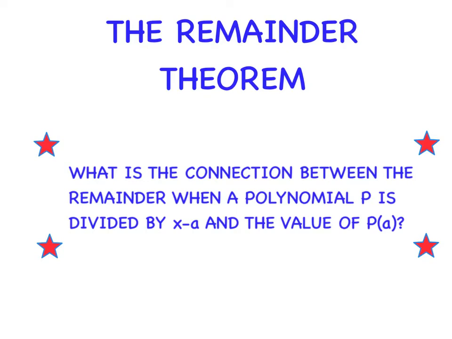But I want to start off planting the seed here by asking you, what is the connection between the remainder when a polynomial p is divided by a linear factor called x minus a? Remember, a is just some random number, so this might be x minus 2 or x minus 3. And then the value of p of a. Again, it's very complicated when it's all in letters like this, but let's dive in and look at some real numbers.